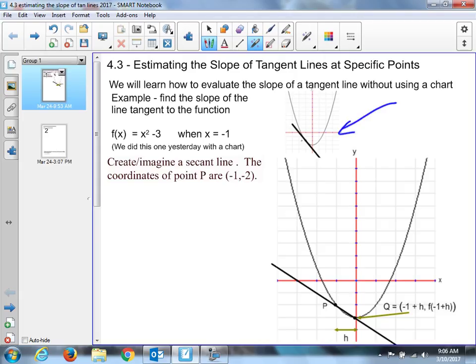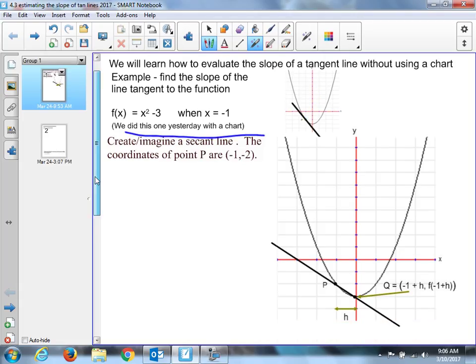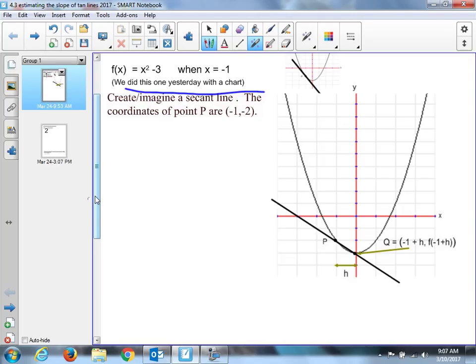Now, I have a little mini picture of the other day. This is the same function that we just looked at before I shut down the computer and restarted it, right? Do you remember, when we did the chart, we got -2. We did this one the other day with the chart. Now we've got to use our imagination a bit, because there's a more precise way.